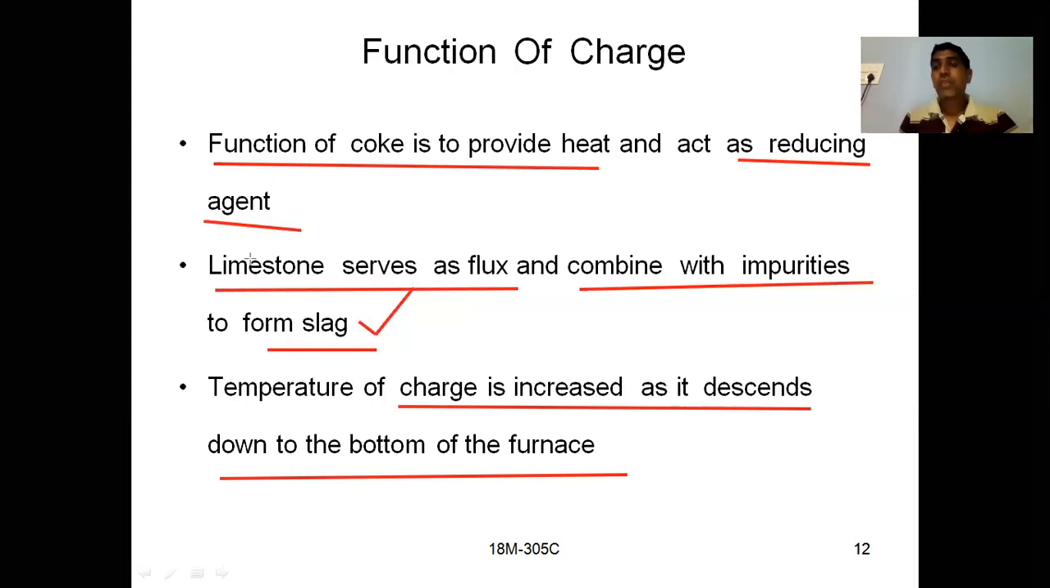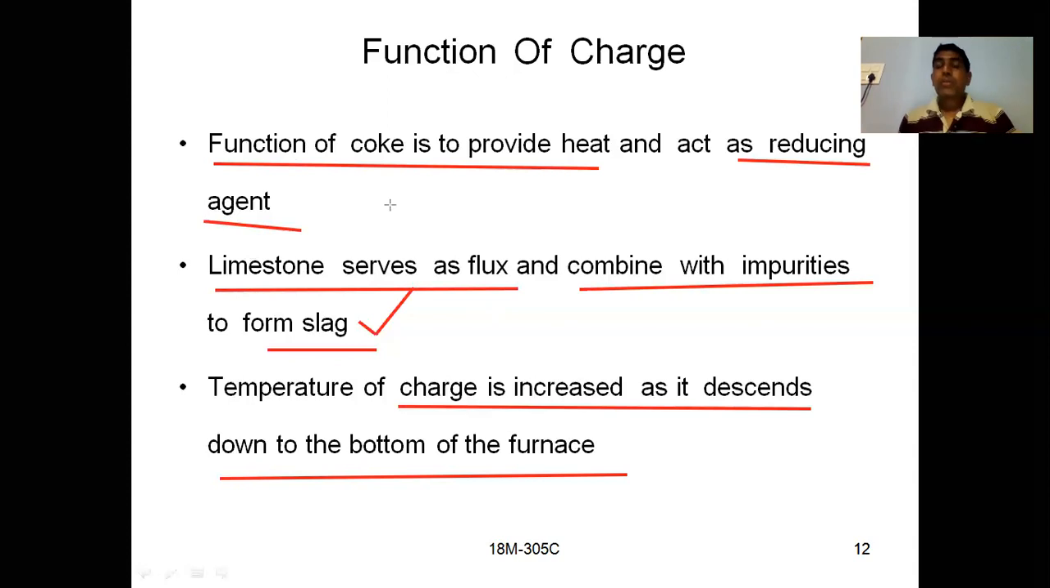So for that one, limestone is helpful. And we know the air blast is sent from the bottom and the charge is fed from the top. As the charge descends, the temperature increases. At the top you have 300 degrees centigrade, at the bottom 1600 degrees centigrade. In this way the temperature is increased. Okay, so these are the main points.